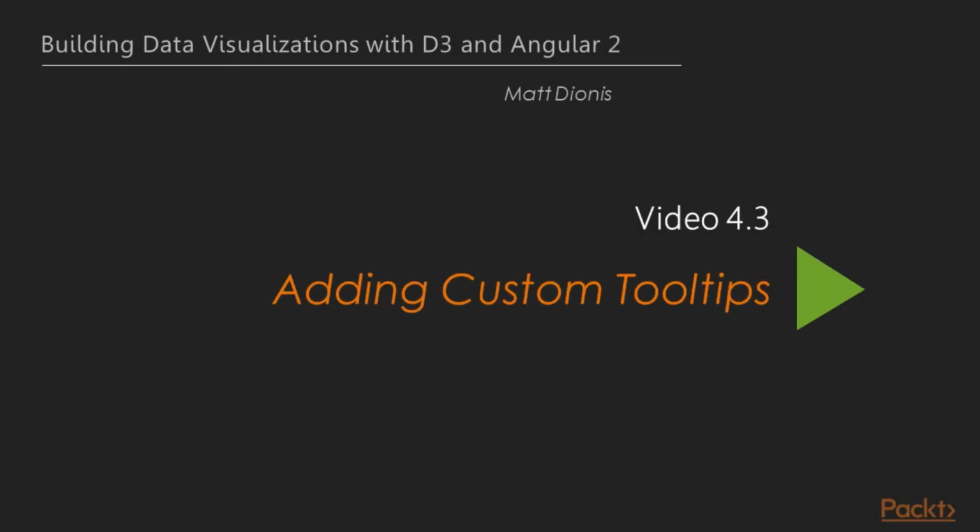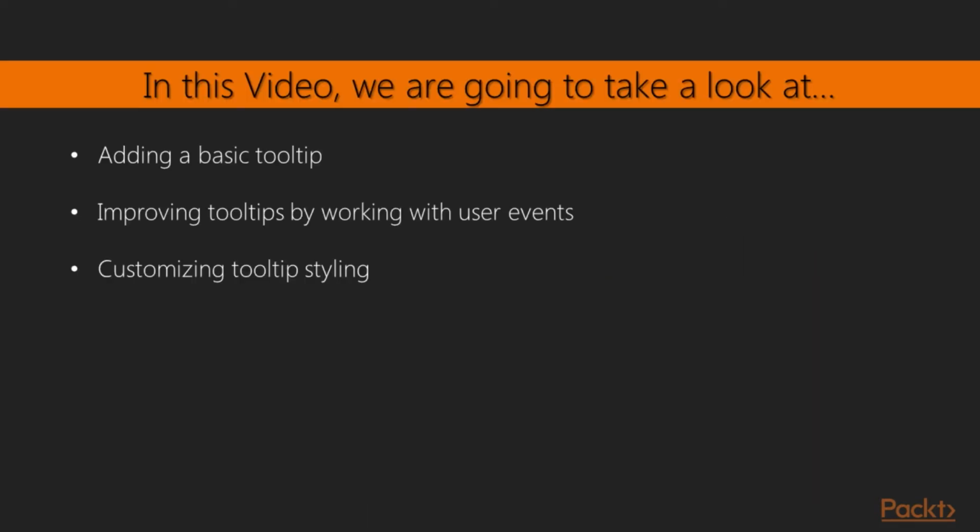In this final video of making D3 visualizations interactive, we will be adding custom tooltips to our map. First, we will add a basic tooltip through use of the title attribute. Next, we will create an improved tooltip through user events. Finally, we will use CSS to customize our tooltip.